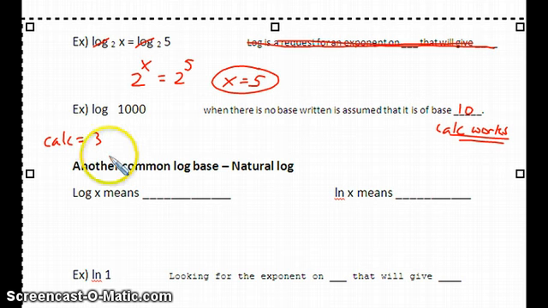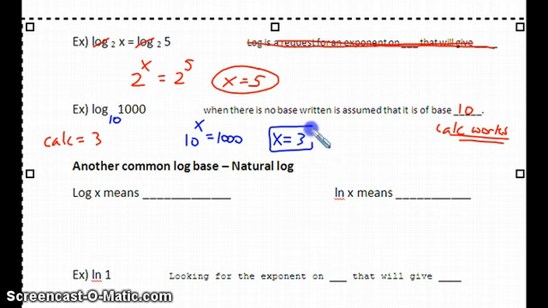Well, how did they get that? What they did is they wrote this as log base 10 of 1,000. So they're saying 10 raised to some power has to be 1,000. Well, 10 raised to the third power is going to give me 1,000. So that's how they got 3.